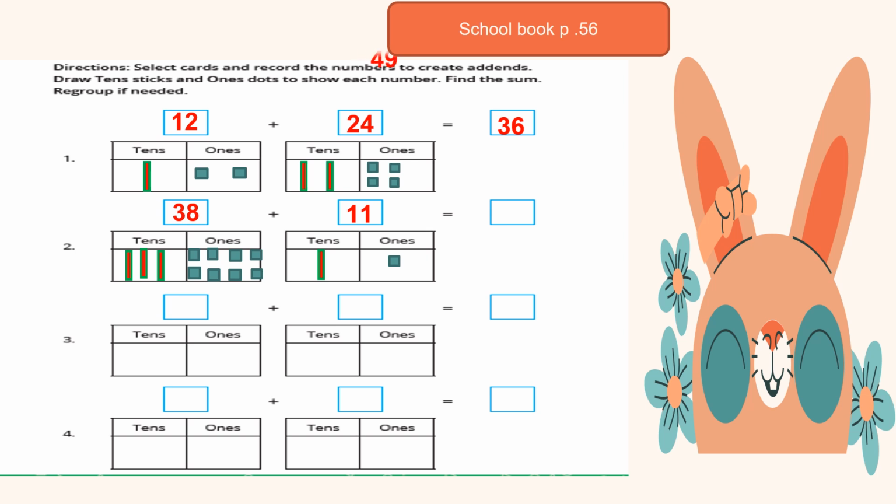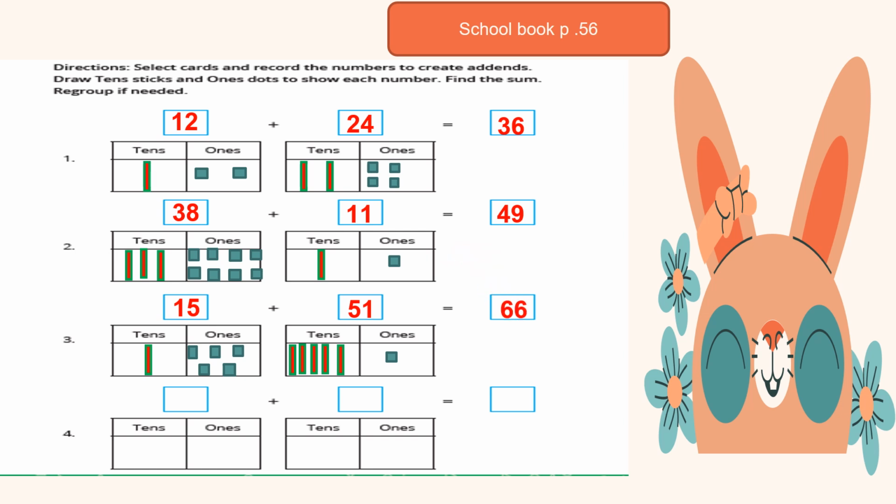Number 3. First card, 15. How many sticks do we have? 1 stick. How many small squares? 5 small squares. Next card, 51. How many sticks here? 5 sticks. How many small squares? Only 1. Let's add 5 plus 1 equals 6. 1 plus 5 equals 6. 66.